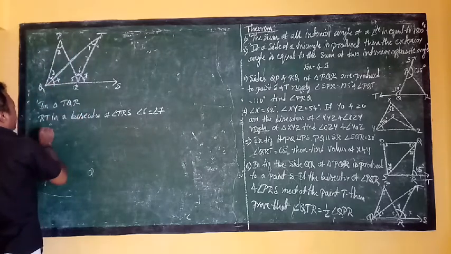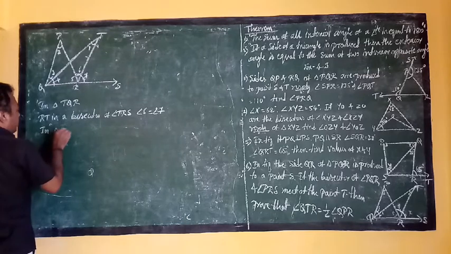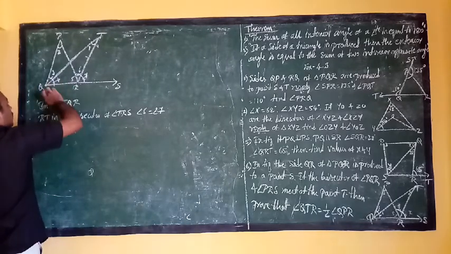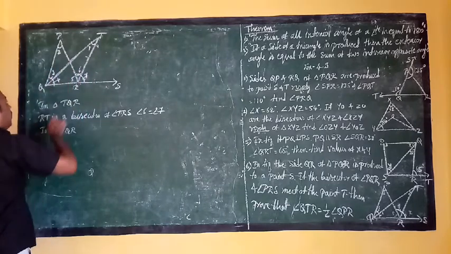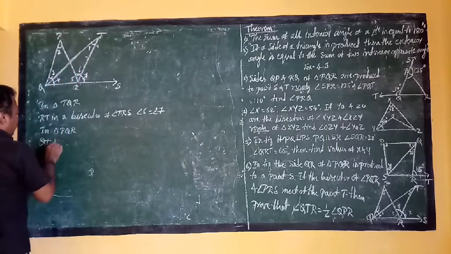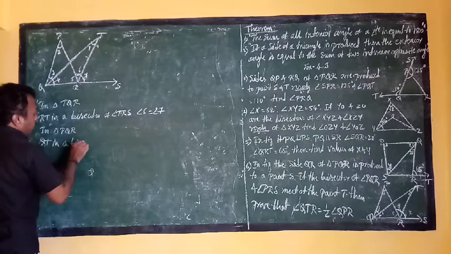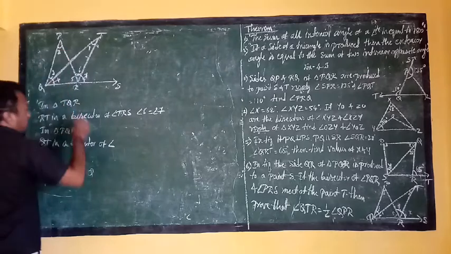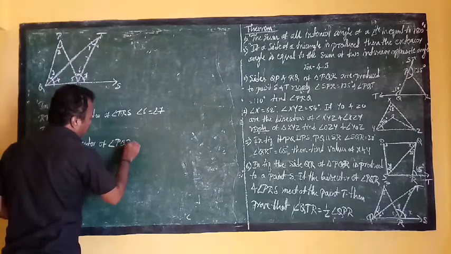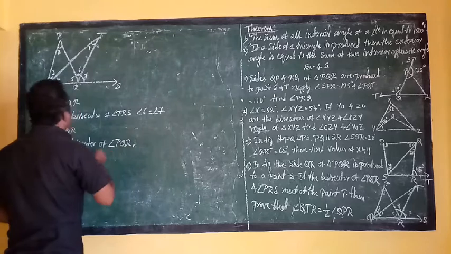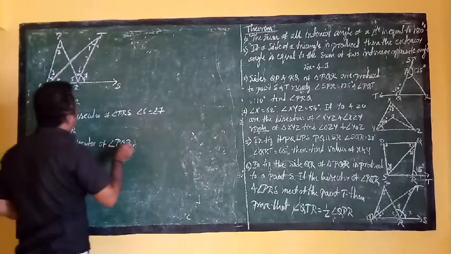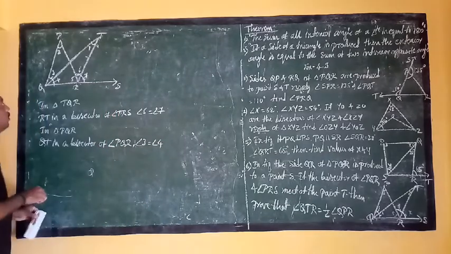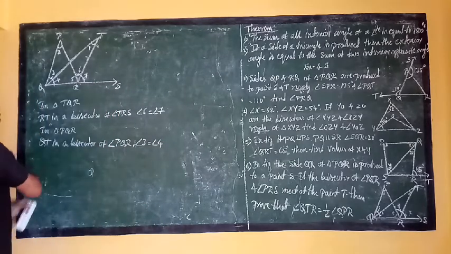PQR, you should take triangle PQR. In triangle PQR, QT is the bisector of angle PQR. Therefore, angle 3 is equal to angle 4. These two angles are equal. Angle 3 is equal to angle 4. Okay. Now, see friends, firstly I will take it.